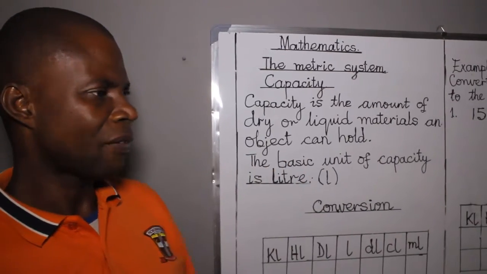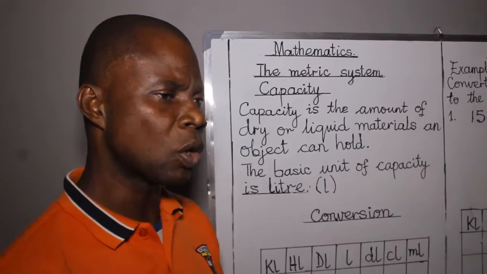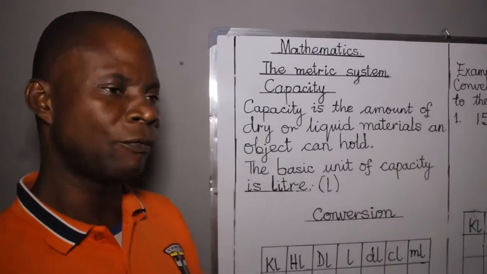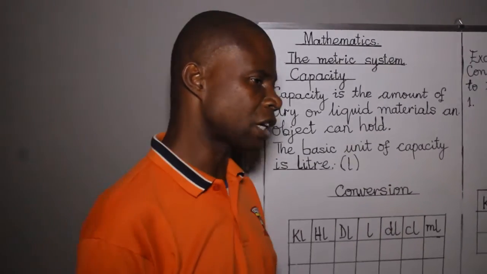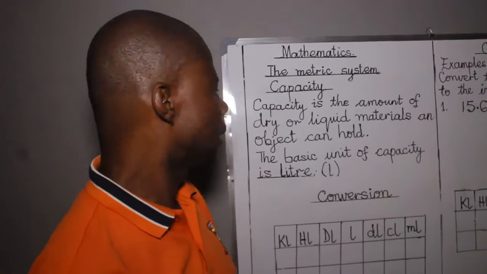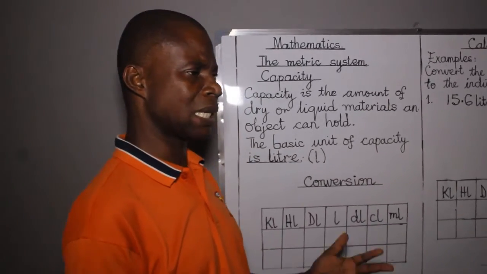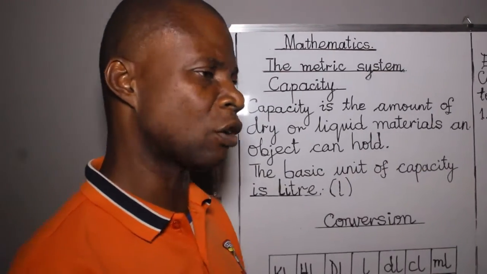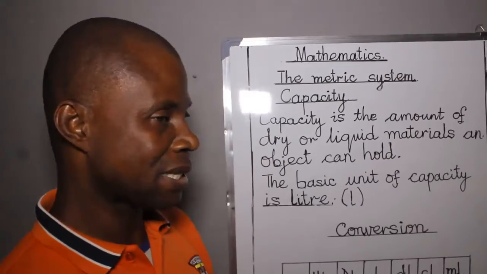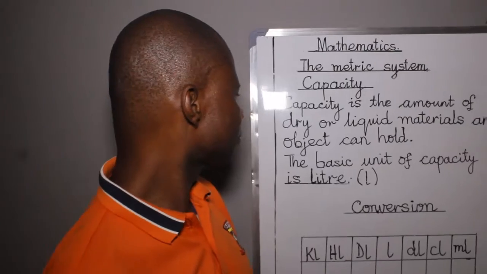For instance, if I hold this container, I can fill it with water, I can fill it with kerosene, I can fill it with any soft drink, or I can fill it with grains of rice. The amount of that material that will fill it up, that is the empty space within the container, can be referred to as the capacity of that container.